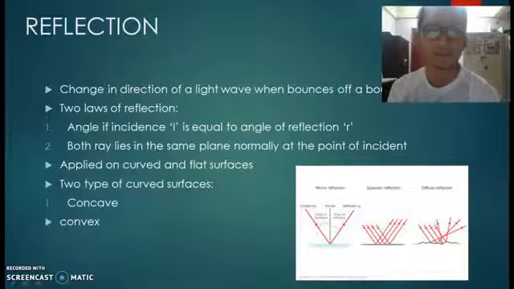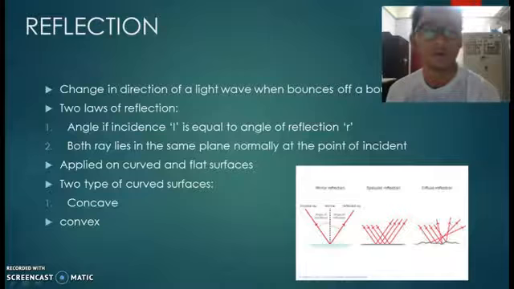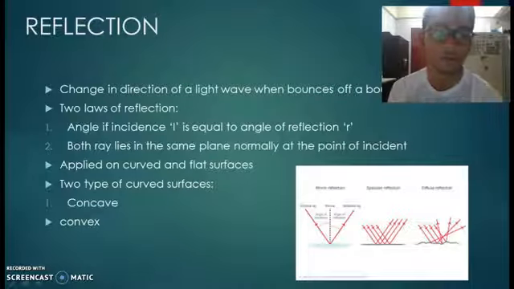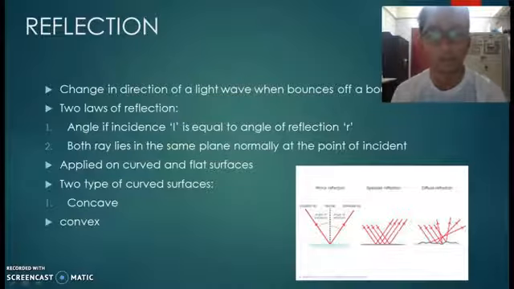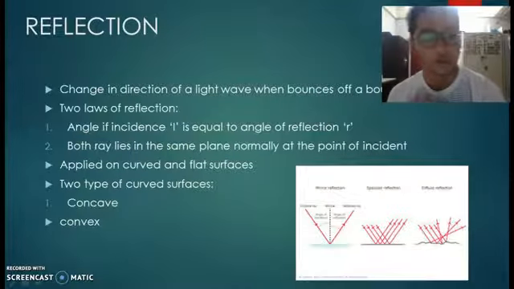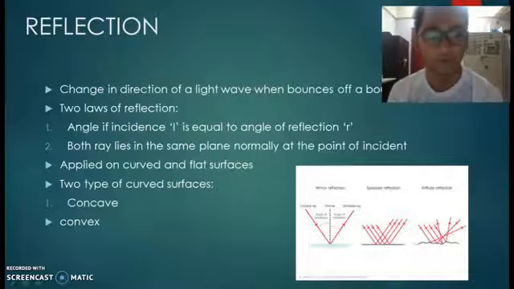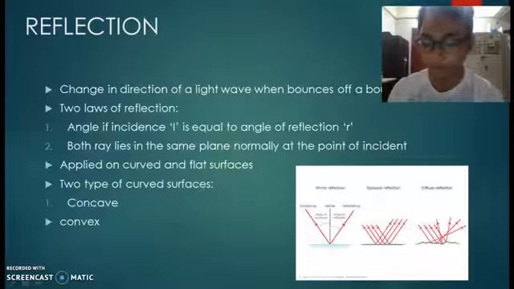Reflection. It happens when light changes direction as a light wave bounces off a boundary. There are two laws of reflection. The angle of incidence, which is i, is equal to the angle of reflection, which is r. Both rays lie in the same plane, normal at the point of incidence. It applies to both curved and flat surfaces. There are two types of curved surface, as you know: concave and convex.